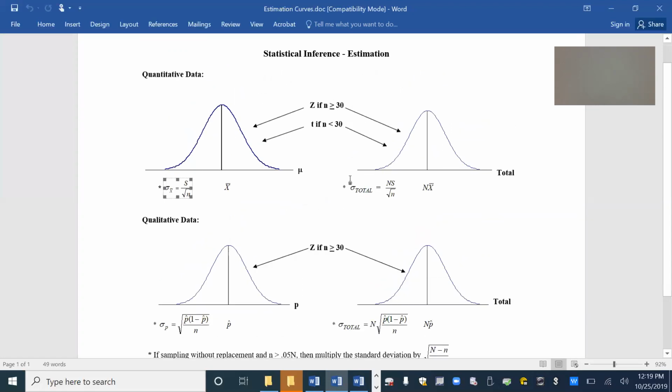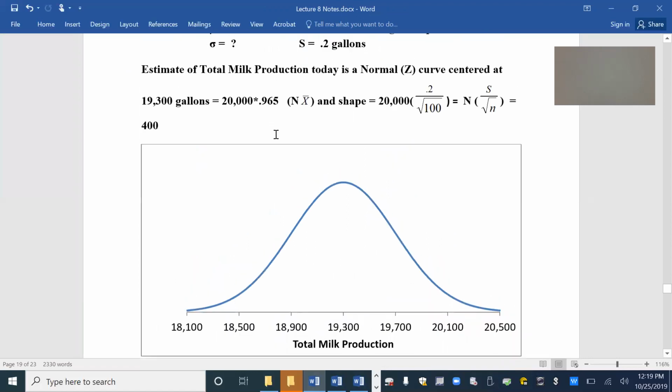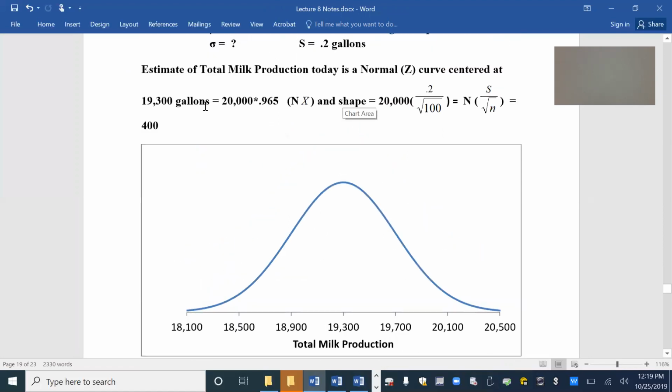What do I got? Quantitative data, guessing total. There's my picture. That's what I got. There's my center. There's my shape. My center is 19,300, achieved by taking 20,000 times the 0.965 gallons we got in our sample. And then I take 20,000 times S over the square root of n to get my shape. Center is 19,300, shape is 400.